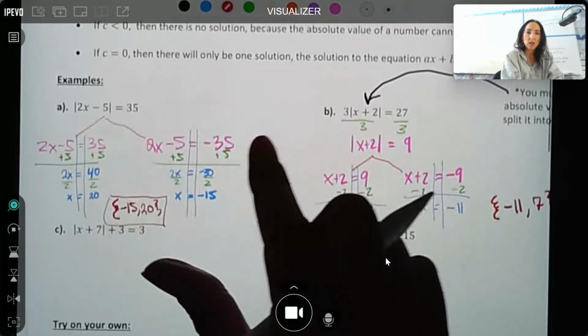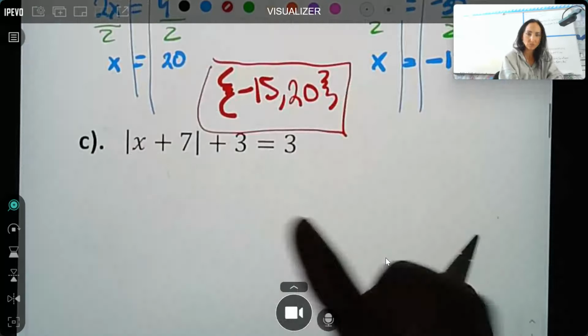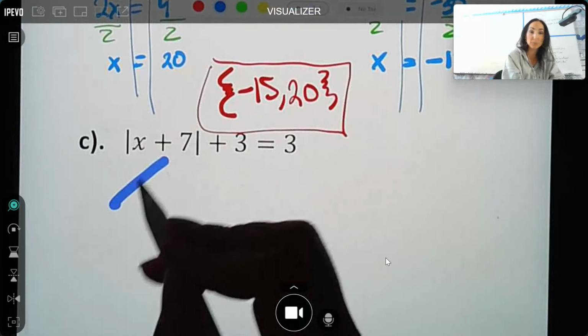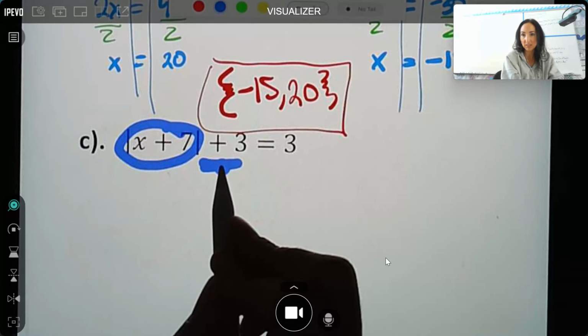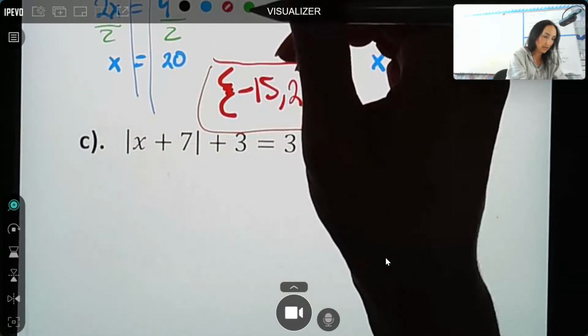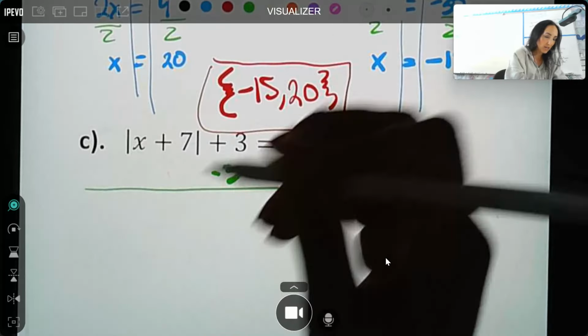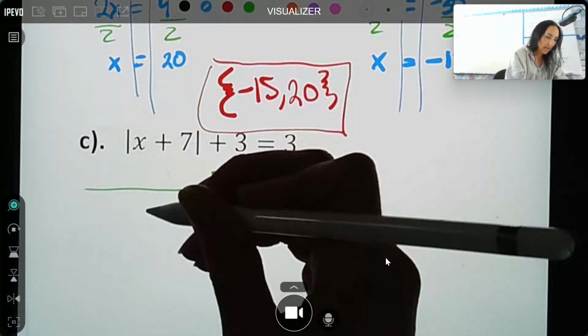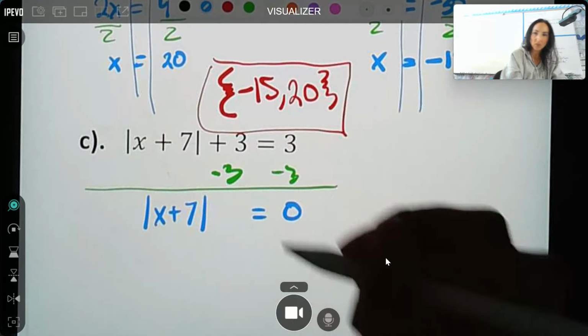So now I see this example C. And again, I cannot split this into 2 right away because this is not by itself. It's got a plus 3 on it. And so I'm going to subtract 3 to start off with. And then my new equation is this absolute value of x plus 7 equals 0.